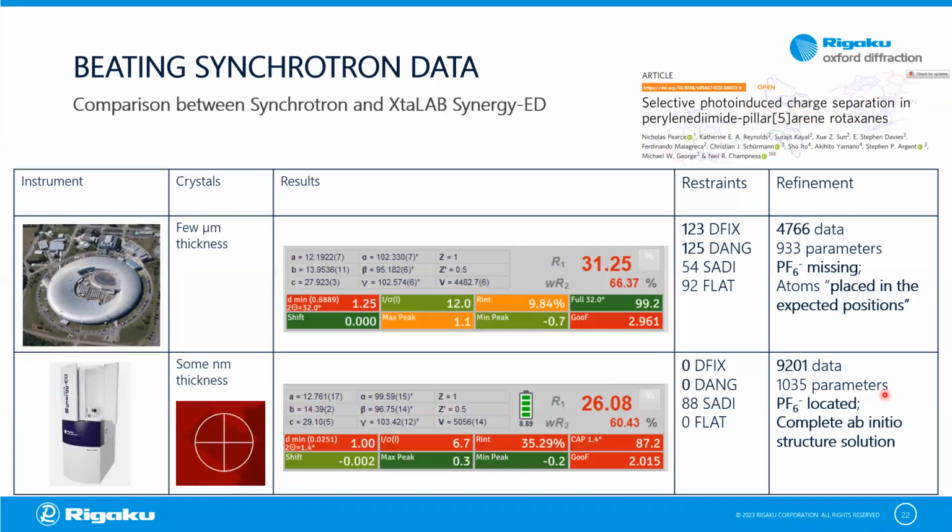We could get the ab initio structure solution, including the previously missing anion. We were able to refine it with very few constraints and restraints, and in the end we got a better R value, despite the kinematical approximation or the kinematic refinement. Therefore, one could say with good conscience that the Synergy-ED outperformed the Diamond Light Source.